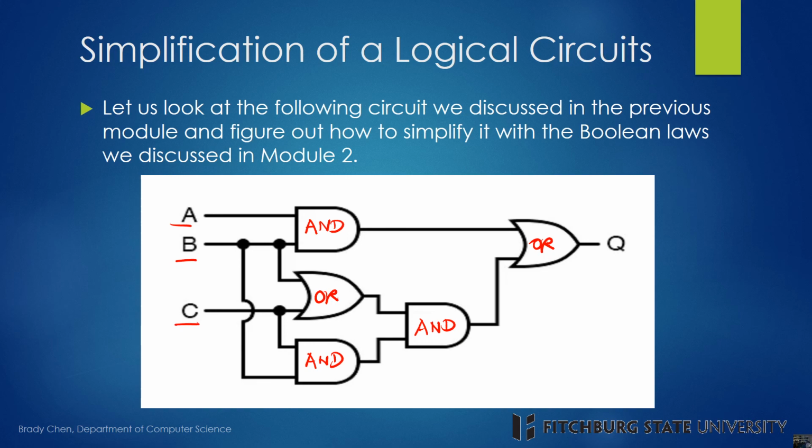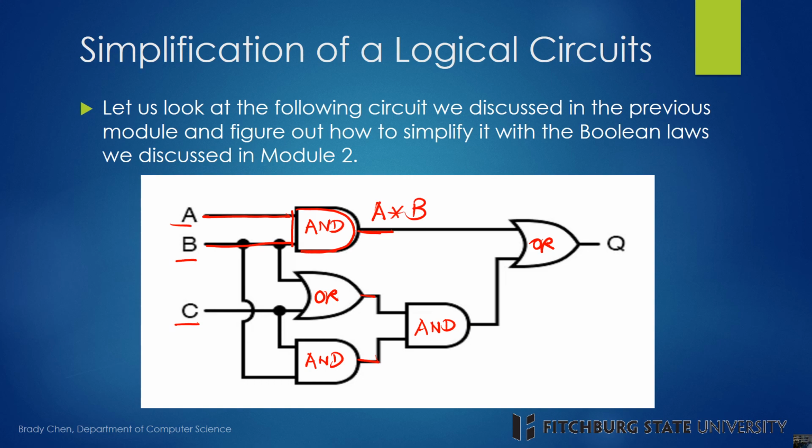Now the first thing we need to do is, based on the input, figure out what is the output of these 3 gates. First let's take a look at the AND gate on the top. For this AND gate, there are two inputs. One is A, the other one is B. So what is the output? It's A times B. So it's A and B.